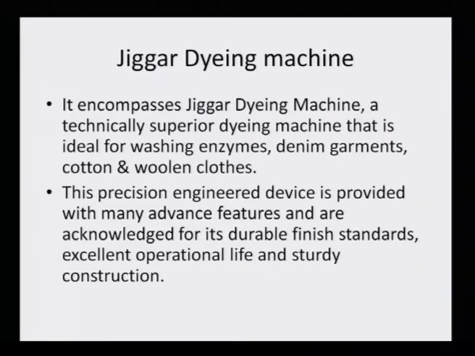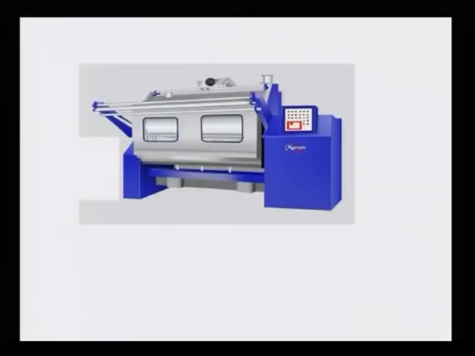This precision engineered device is provided with many advanced features and is acknowledged for its durable finish standards, excellent operational life and sturdy construction. As I told you, this is one of the most popular machines used in the dyeing industry, and that is why I am spending so much time explaining it, because at least you should know that there is something called a jigger machine, and it is so sturdy and so well engineered that it facilitates the method of dyeing for the dyers. This is how the machine looks. You see, it has a beautiful edge, and everything is made out of steel, and there is a microprocessor.